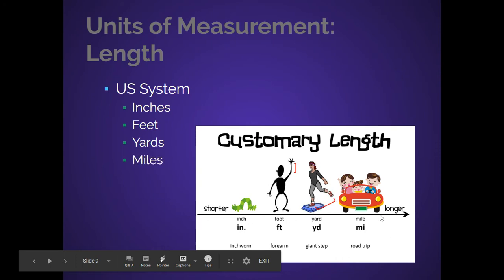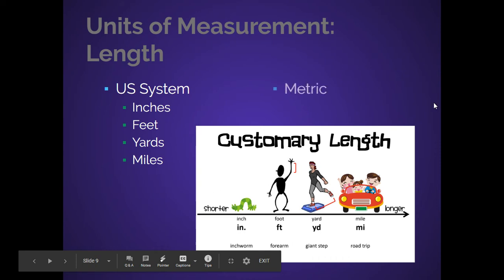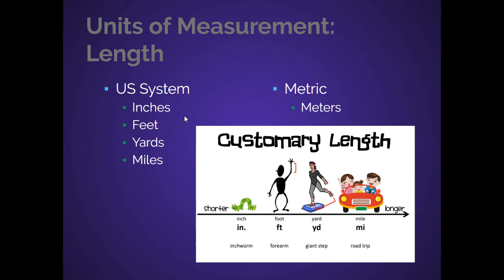And then miles would be like a road trip. I always tell the kids when you have to run your mile in gym class, that's like 4 laps around a track, typically, depending on the track. Okay, and then remember when we do the metric system, we're measuring length with meters. I have showed you guys in class a meter stick, so that you can kind of get that in your head a little bit as far as the meter.